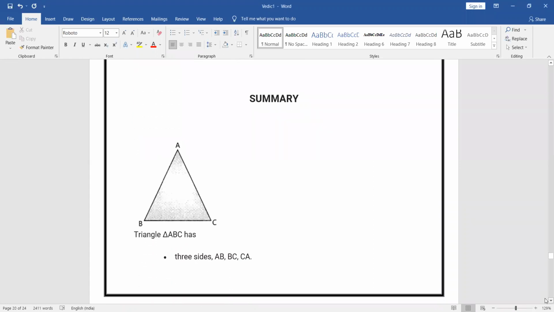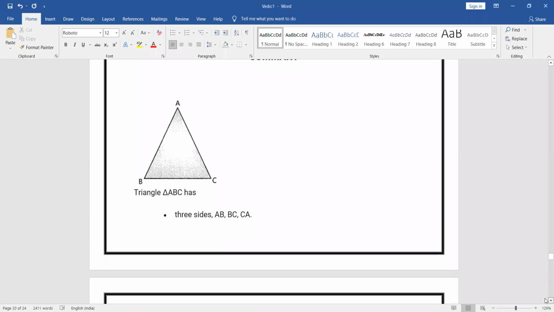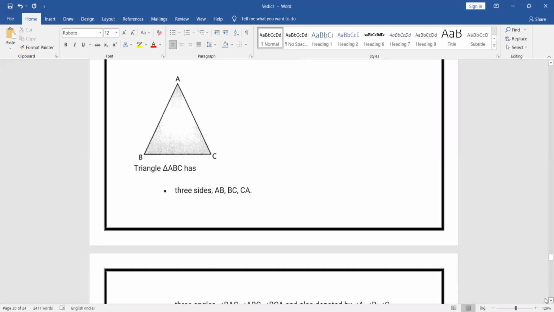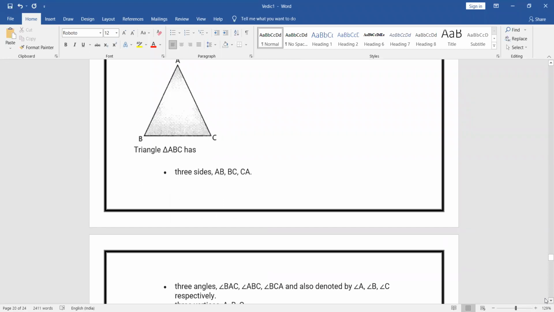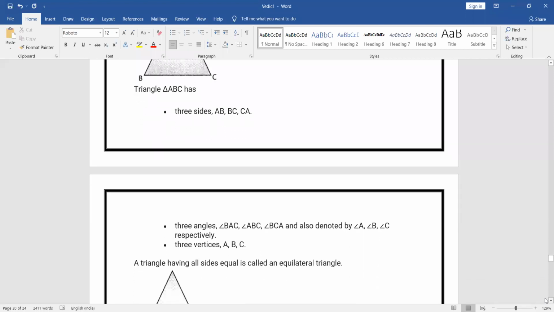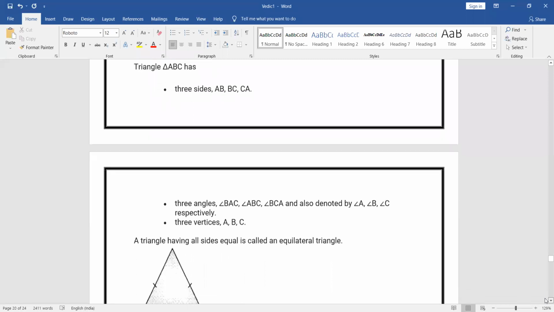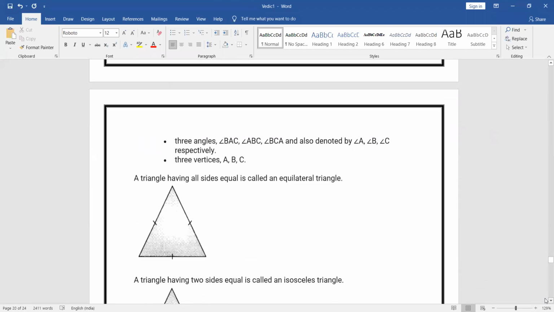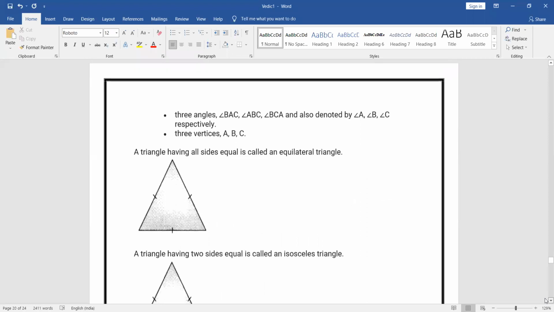First of all, regarding triangle, it is a closed figure made up of 3 sides. So in this triangle ABC, 3 sides are there: AB, BC and CA. Angles can be denoted as angle B, angle C and angle A. Then vertices are there, vertices A, B and C. Then types of triangles we have discussed.